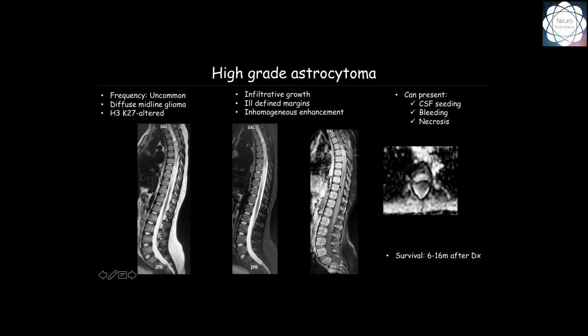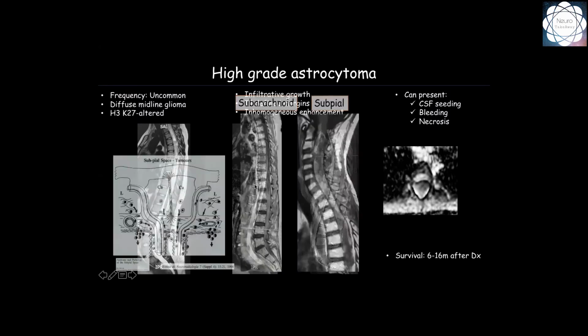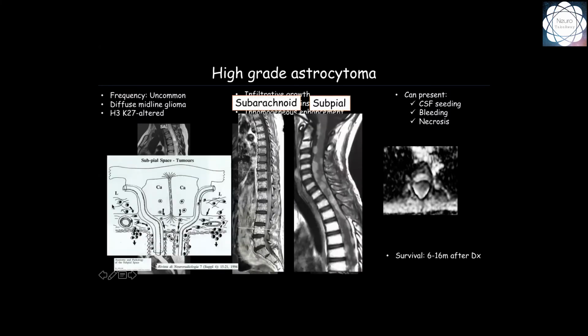And speaking of the enhancement patterns, I would like to stress the importance of differentiating these two compartments. We have the subarachnoid compartment between the pia and the arachnoid, and the subpial compartment between the pia and the glia limitans. And tumoral cells can go from one to the other because of adhesion molecules that they have at the membrane of the cells.